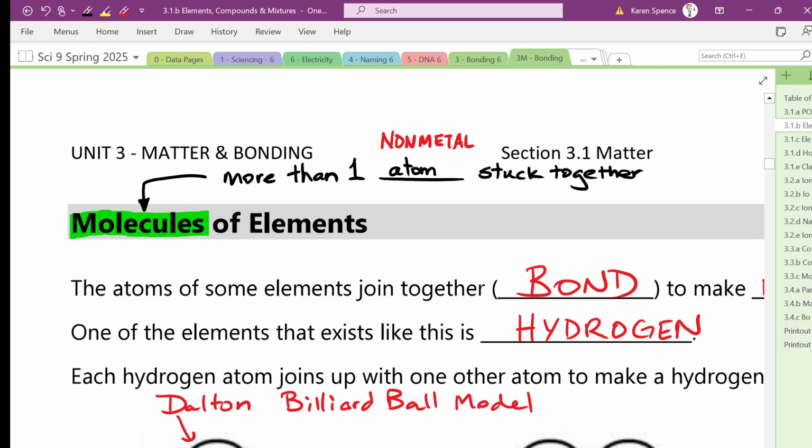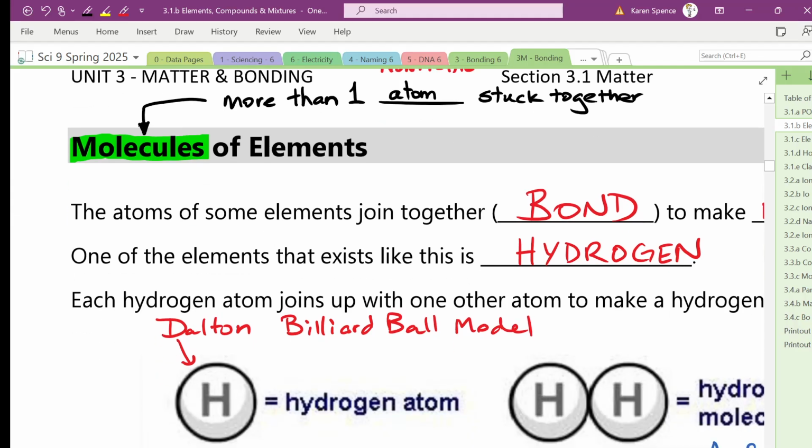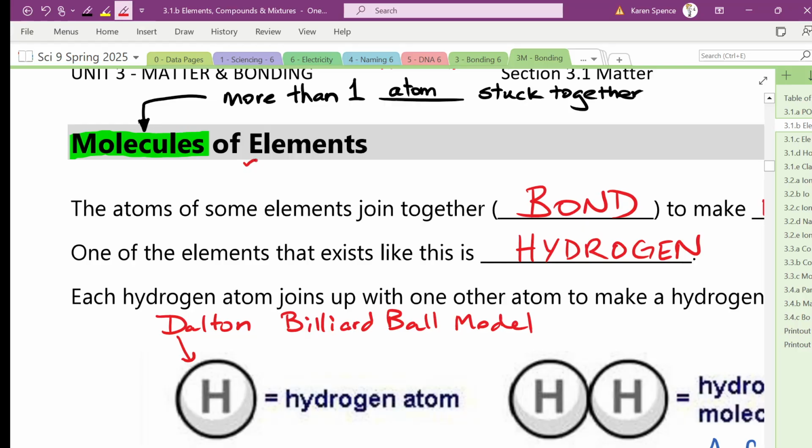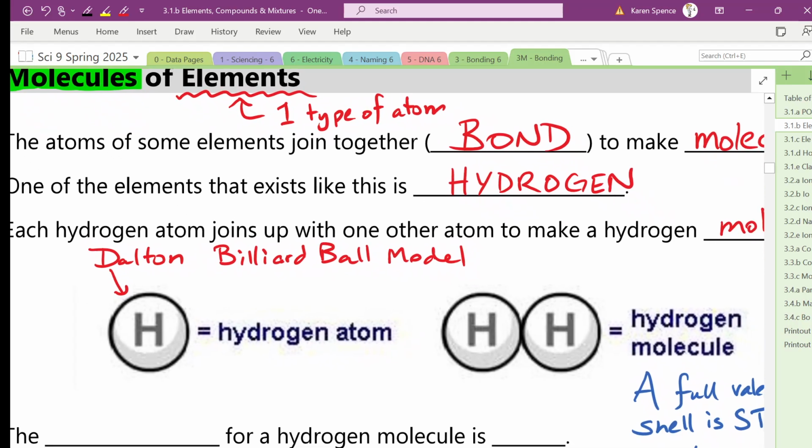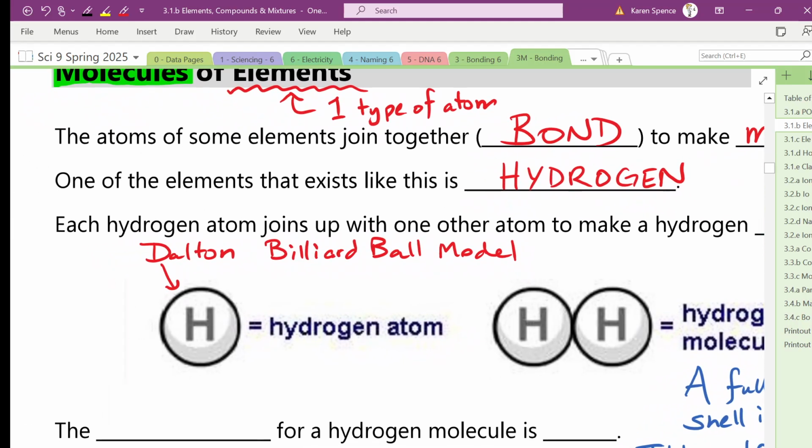So we had more than one non-metal atom stuck together, and these are molecules of elements. What does it mean if I have an element? Only one type of atom. So if you have 2 atoms stuck together and they are the same, you have a molecule, and it's a molecule of an element. And our example of that was hydrogen, 2 hydrogen atoms. And remember, hydrogen is a nonmetal.